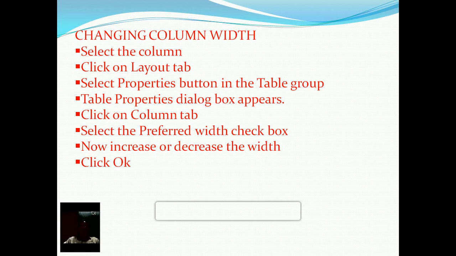So from the layout tab, select the properties button in the table group, and the table properties dialog box appears, and there we select the column tab, because now we are going to increase or decrease the width of the column. Now select the preferred width checkbox, because there is a spinning button, and by using the spinning button we can increase or decrease the width for the column. And finally click on OK.